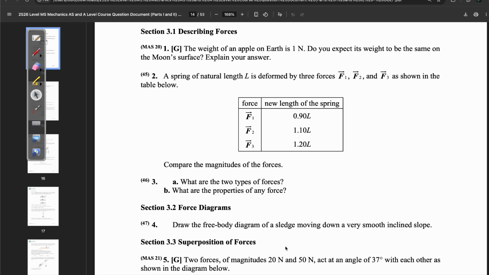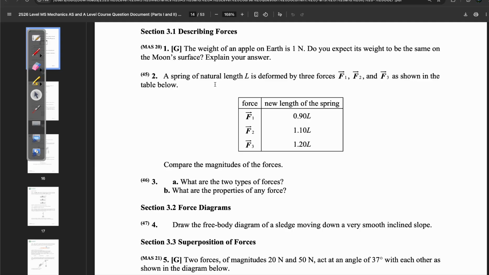Today I'll be explaining chapter 3 course version for mechanics in grade 11. Let's start. The weight of an apple on Earth is 1 Newton. Do you expect its weight to be the same on the moon's surface? Of course not, because G is different on the moon.